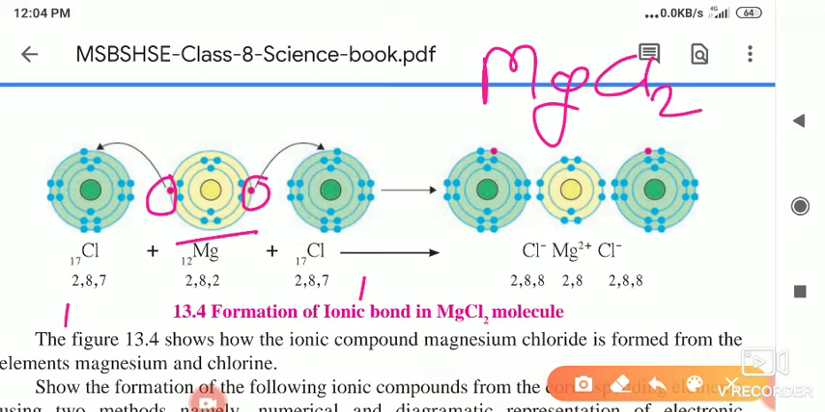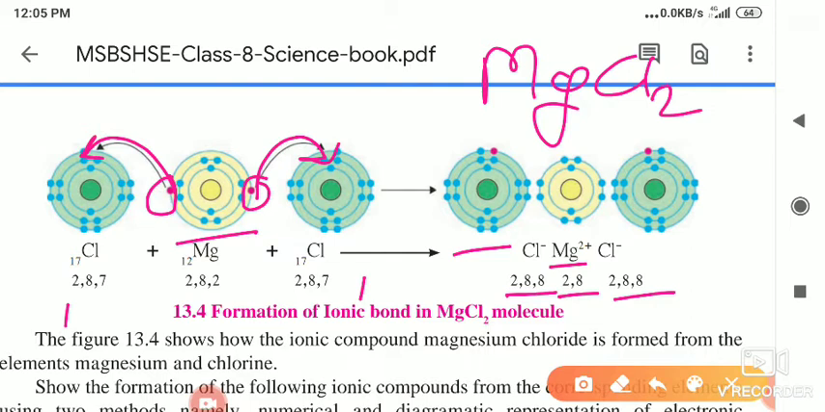So here, when there is bond formation, at that time the magnesium's 2 outermost electrons are donated to the 2 chlorines. 1 electron it donates to this chlorine, and the other electron is donated to the other chlorine. Now if you see the structure, magnesium is 2,8, chlorine is 2,8,8, and the other chlorine is 2,8,8. From this, the octet of each magnesium and chloride is complete.